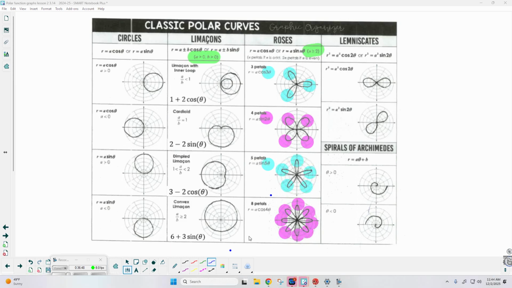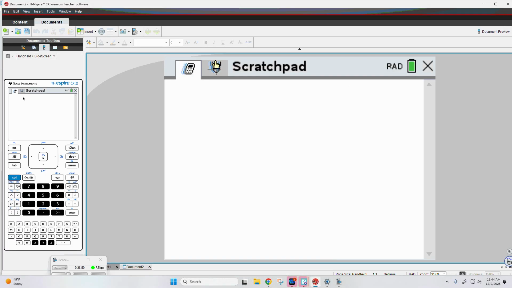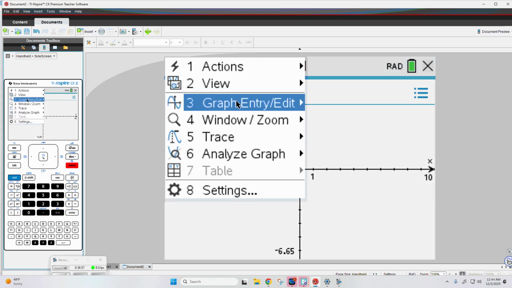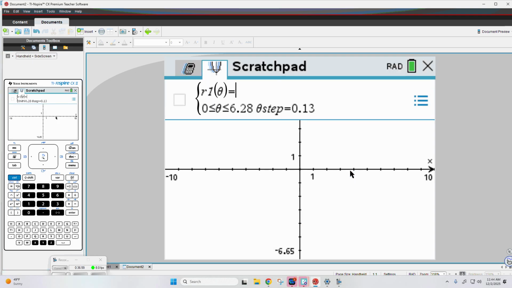So I'll come on over here. How do I get to polar again? Menu. Okay. Graph entry edit. Polar. So what do we want the length of each of our petals to be? 6. Okay. And it doesn't matter sine or cosine. What would you like? Sine. Okay. Let's plug in sine.